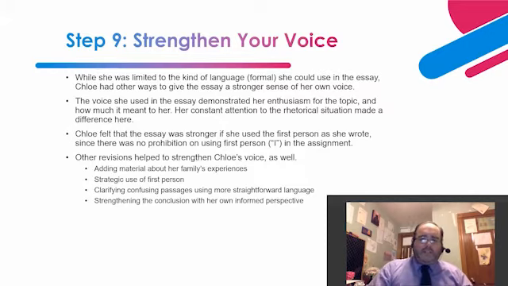Now, there were other revisions that helped to strengthen Chloe's voice as well. Adding material about her family's experiences. Not only did that help with the content in her revisions, but it also helped with her voice. It made it more personal. The strategic use of first person, finding places where first person was appropriate when she's explaining her own experiences or explaining her family's experiences. Clarifying confusing passages using more straightforward language. Simplifying the words she was using rather than trying to sound more academic than she actually is. Okay? And then strengthening the conclusion with her own informed perspective.